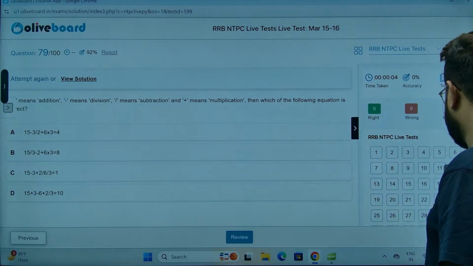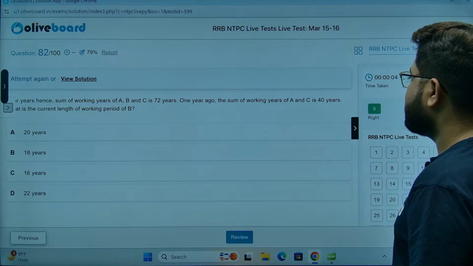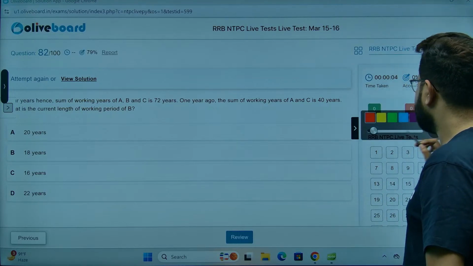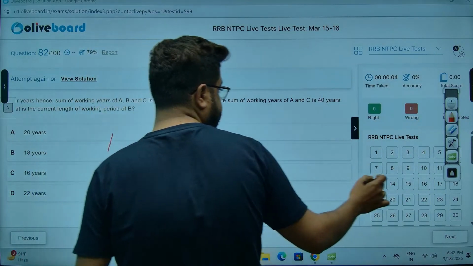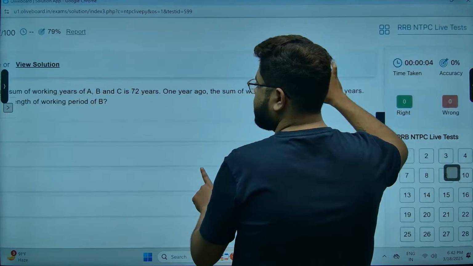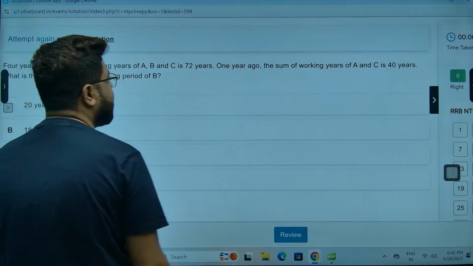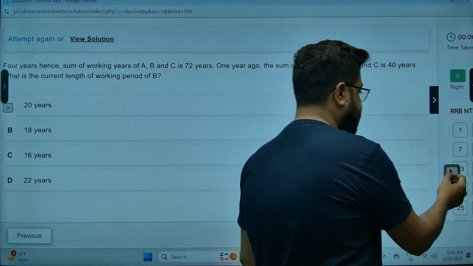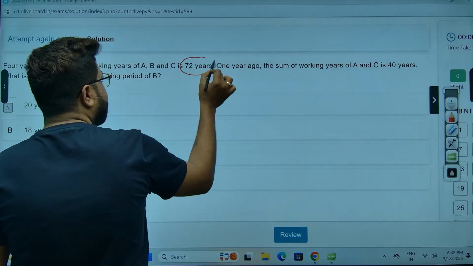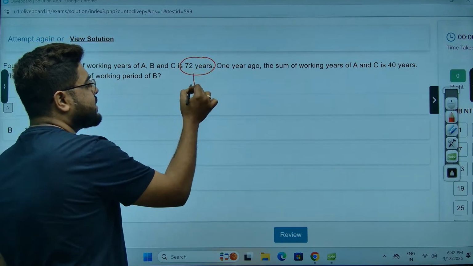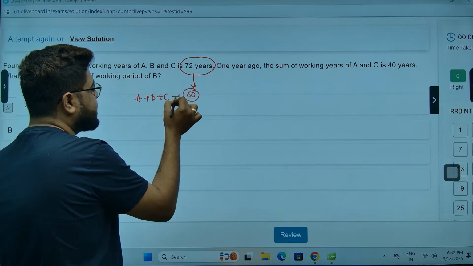Next one, reasoning. 4 years hence, the sum of working years of A, B, and C is 72 years. So now it will be 4 years less for 3 people, meaning 12 years less. That is 60 years. That means A, B, and C, all 3 have worked for 60 years presently.